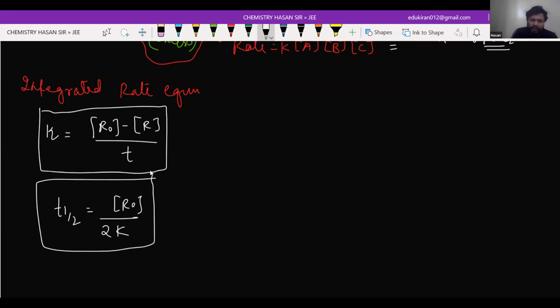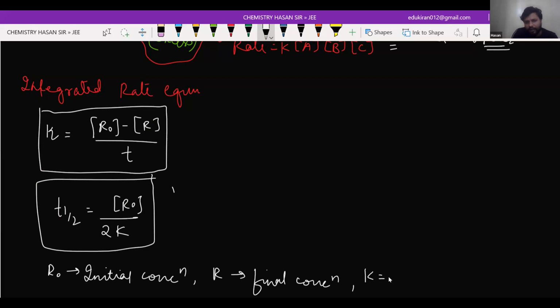K, you know, is the rate constant. R naught is your initial concentration. R is your final concentration, that is left in the reaction. K is equal to the rate constant. And both of these are for zero order reaction. Now, what is it for first order reaction?